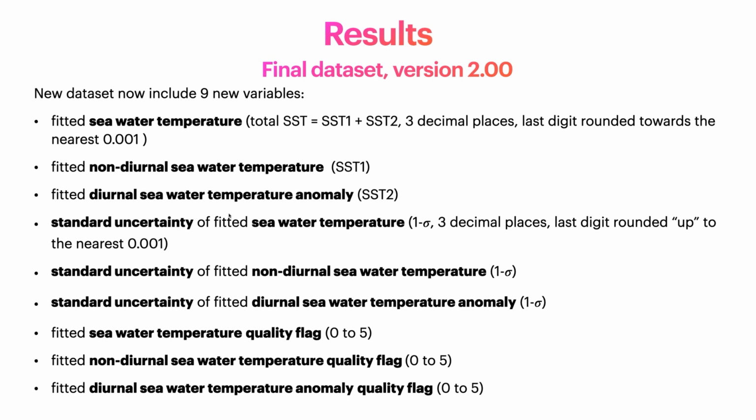We're going to provide you with an uncertainty for every single component, for the total, the diurnal, and the non-diurnal. We're going to provide you with the standard uncertainty, 1 sigma. And we're going to provide you with a quality flag for each single one of these estimates as well.